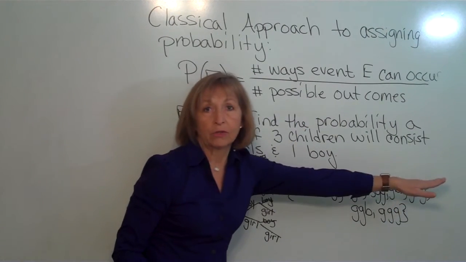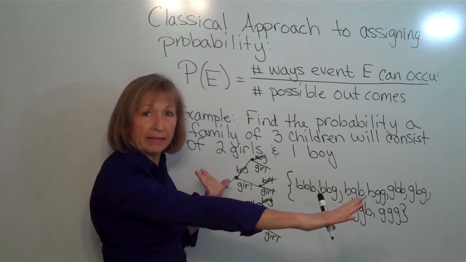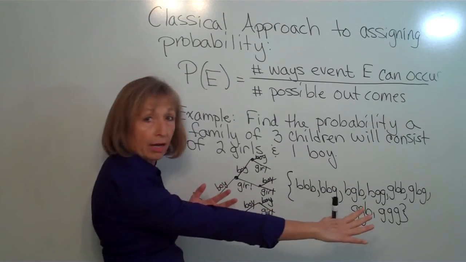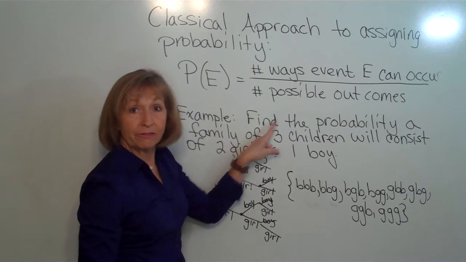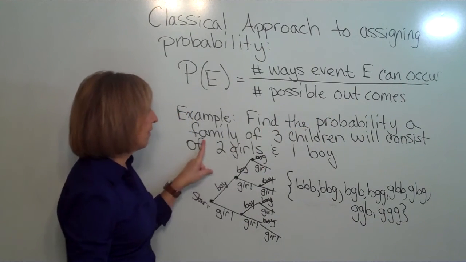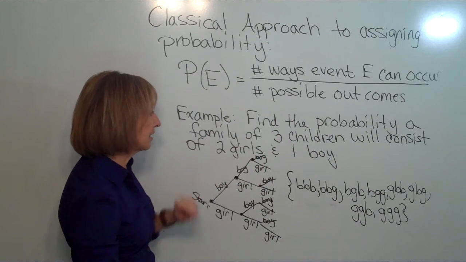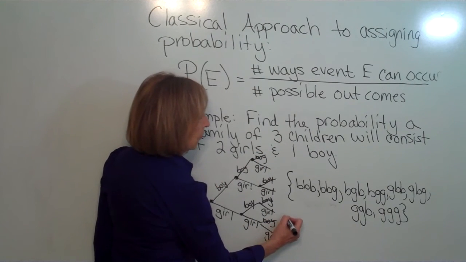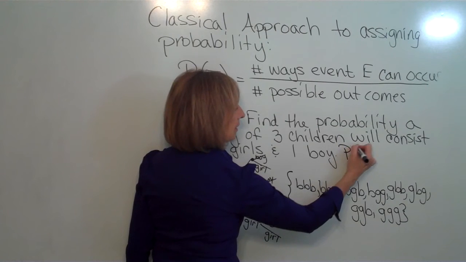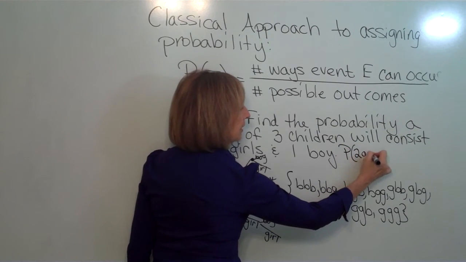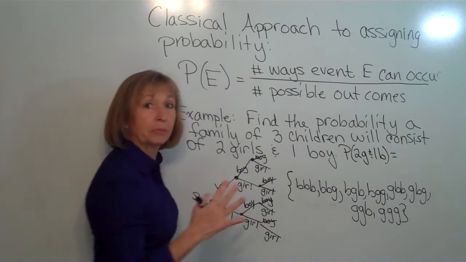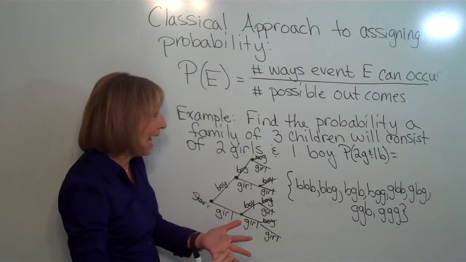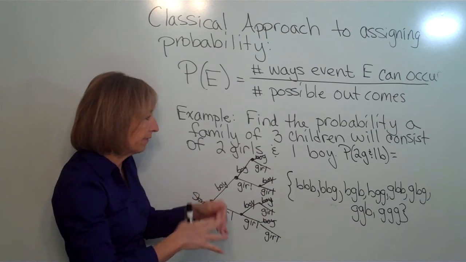And I wanted to make sure not to go off screen. So normally you would just make that list all the way across, but I wanted to make sure you could see all of these. Now my question is to find the probability a family of 3 children will consist of 2 girls and a boy. So the probability of 2 girls and 1 boy, and it doesn't specify the placement within the family, it's just the makeup of it.